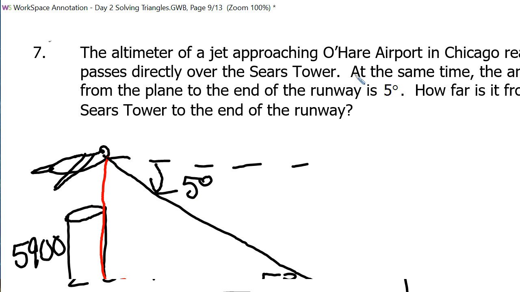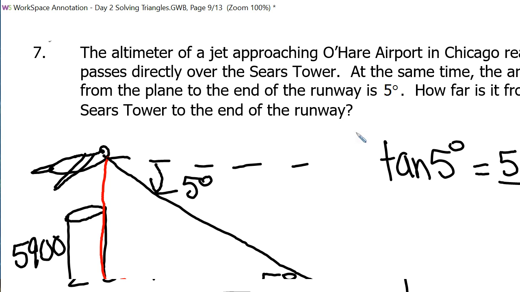We want to know how far it is from the base of the Sears Tower, here's the base of the Sears Tower over here, to the end of the runway. So what is the distance from here to here? I'm going to call that distance x. To solve for x, will we have to use sine, cosine, or tangent? Tangent, because we have the opposite side as well as the adjacent side. So tangent of 5 degrees is equal to the opposite side, 5,900, over the adjacent side, x.